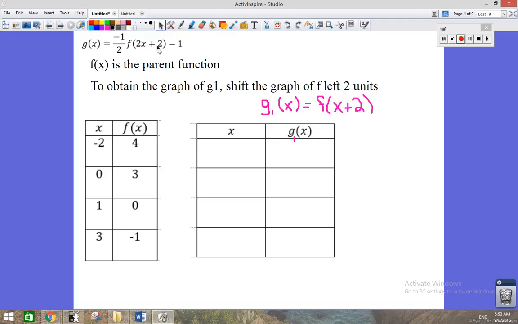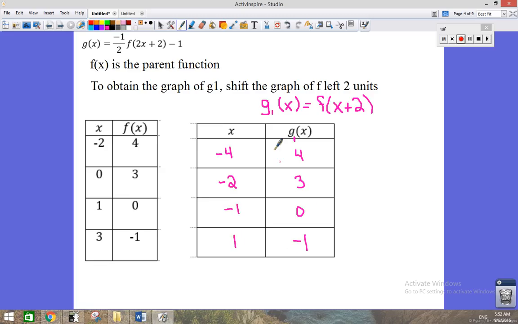And then I'm going to do the shifts left or right. The plus 2 is to the left, and moving to the left is going to change the x-coordinates. It's not going to change the output, the y-coordinate. So this resulting new graph, I'm going to call it g1. The y-coordinates are going to stay the same: 4, 3, 0, and -1. And although it says to add 2, I'm actually subtracting 2 from each of these x-coordinates. So I have -4, -2, -1, and 1.